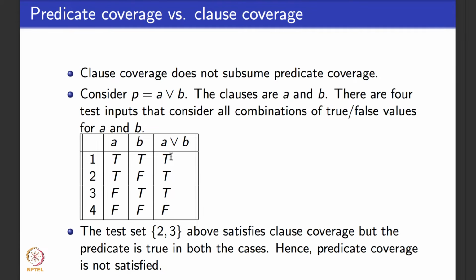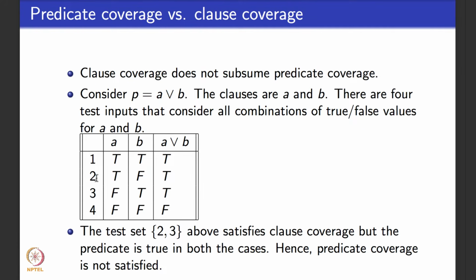Now let's say I want to achieve clause coverage for this predicate A or B. So I make each clause, A and B, true once and false once. So I choose rows 2 and 3 for that. If you see, in row 2 A is made true, in row 3 A is made false, in row 2 B is made false, and in row 3 B is made true. So between rows 2 and 3 I have made A true and false once, and I have made B also true and false once. So I have satisfied clause coverage by picking these two values for A and B. Now look at the entire predicate A or B. For both row 2 and row 3, the predicate evaluates to true. So I have not given a test case where the predicate has evaluated to false. So predicate coverage is not satisfied by choosing these two.